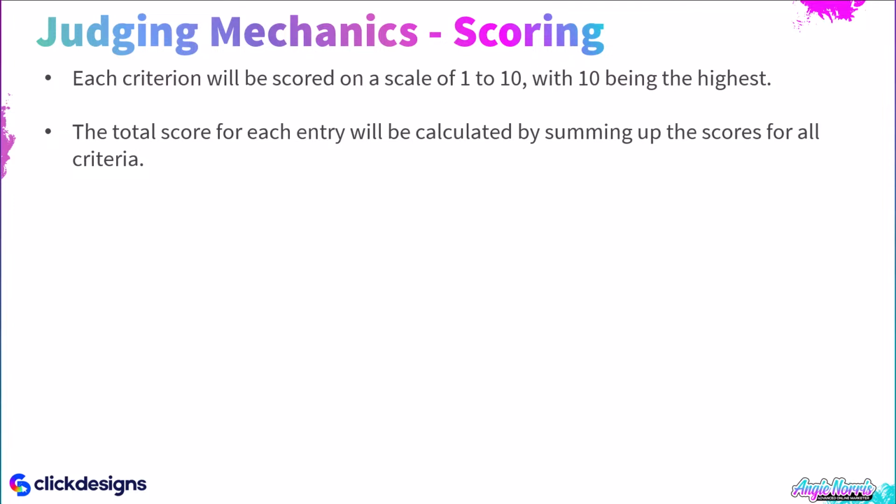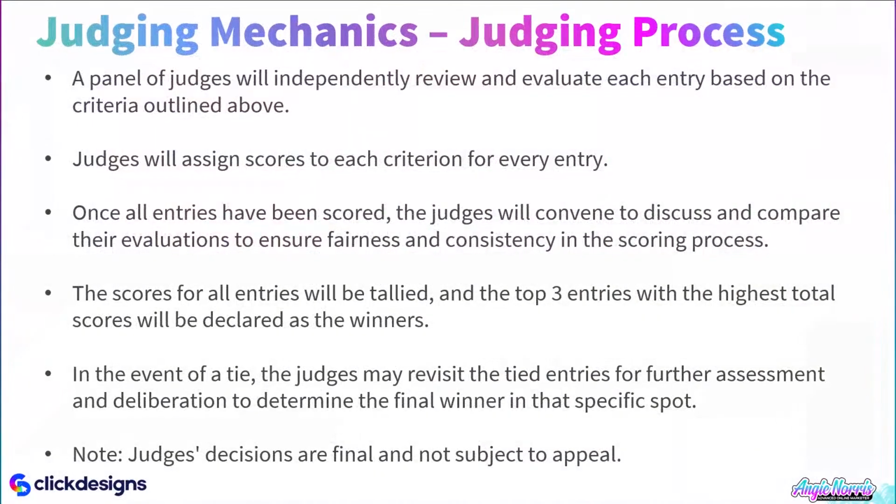So, scale of 1 to 10. The judging process: a panel of judges will independently review and evaluate each entry based on the criteria outlined above. Judges will assign scores to each criterion for every entry. Once all entries have been scored, the judges will convene to discuss and compare their evaluations to ensure fairness and consistency in the scoring process. The scores for all of the entries will be tallied, and the top 3 entries with the highest total scores will be declared as the winners.